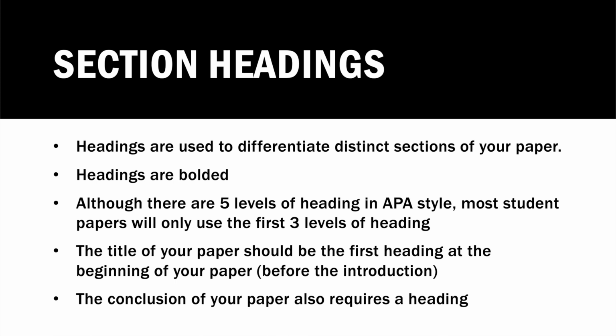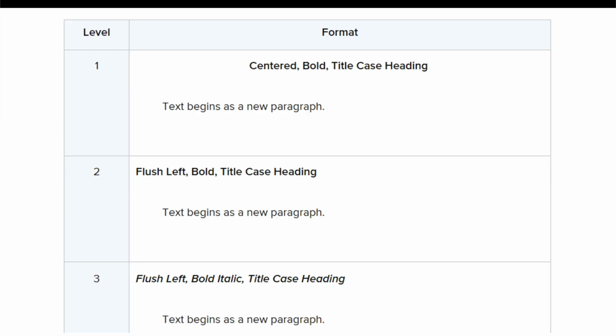As you may have noticed in the sample student paper that we showed earlier, there are section headings throughout the paper. Headings are used to differentiate distinct sections of your paper. Headings are always bolded, and although there are 5 levels of headings in APA style, most student papers will only use the first 3 levels of headings. The title of your paper should be the first heading at the beginning of your paper, before you write your introduction, and the conclusion of your paper also requires a heading.